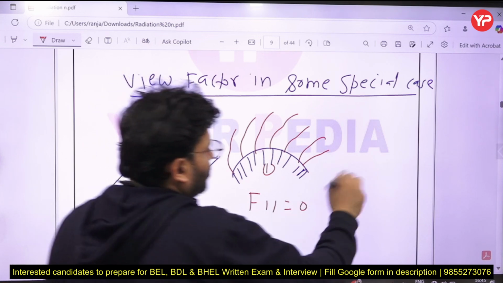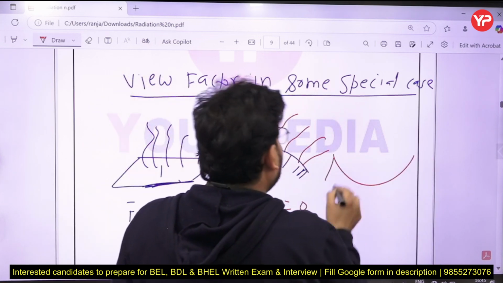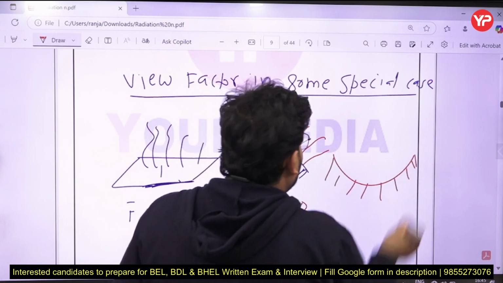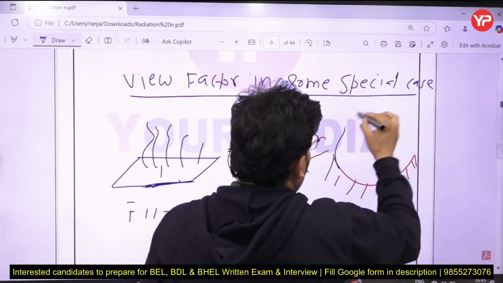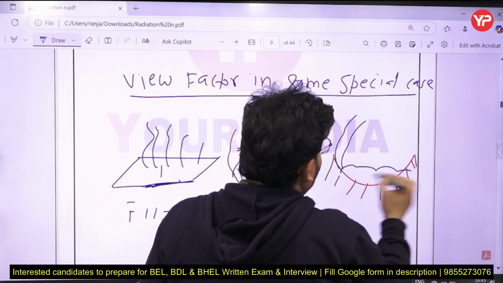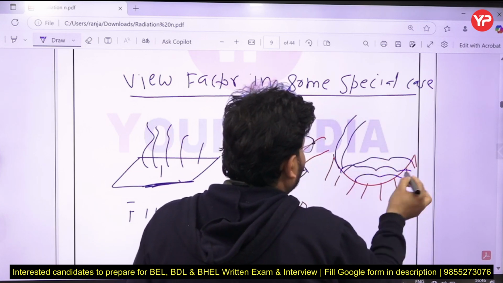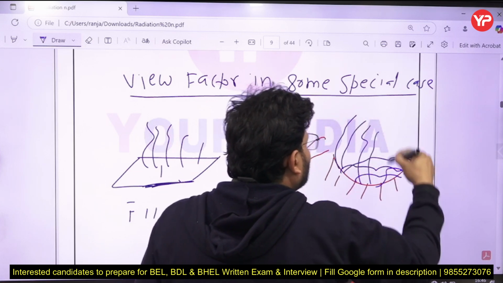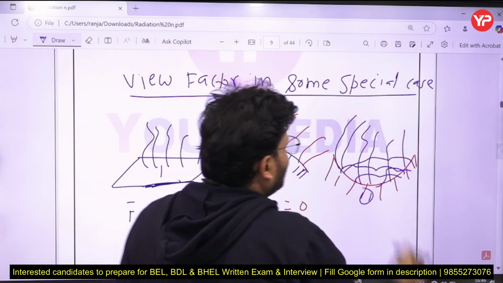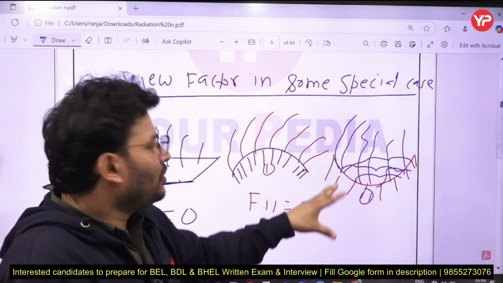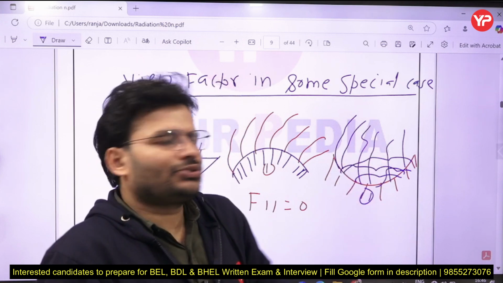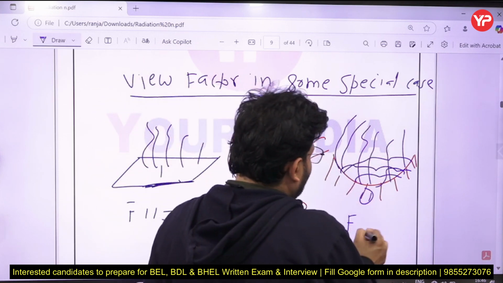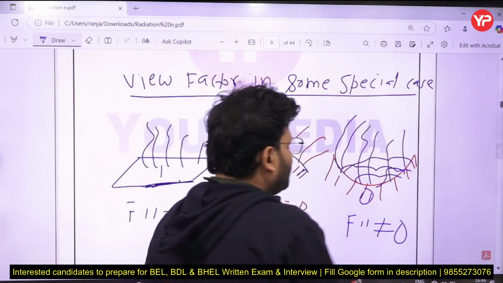Now just think about this. Now it is painted from the outer side. So is it possible now? Here some fraction of the energy goes like that, some can go like that, some can come back like that, right? So some of the energy leaving surface 1 comes back on itself. In such a case, F11 cannot be equal to 0.